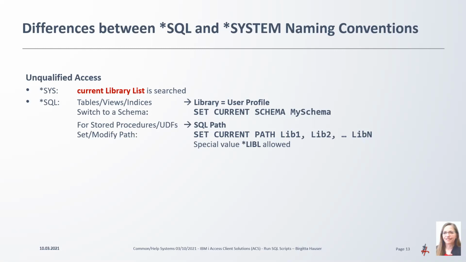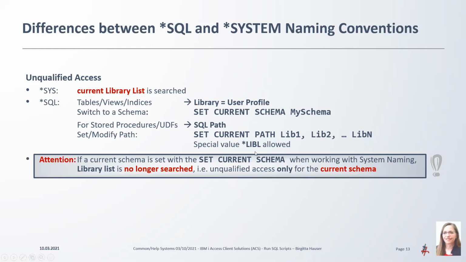Another thing why I show you this: if you are working with green screen, whether it's run SQL script or start SQL, the default is system naming conventions. All, I name it colored tools, whether it's ACS or any third-party tools, they all use SQL naming conventions. And for me, as long as I work on the IBM i, I like to work with system naming conventions. I want to access the library list. I do not want to qualify it.